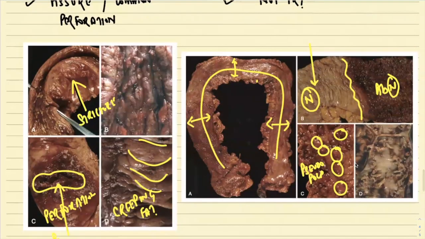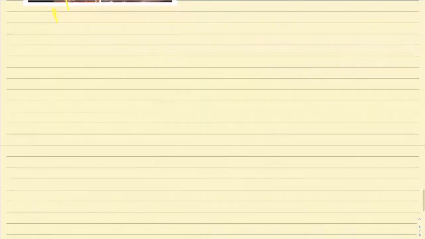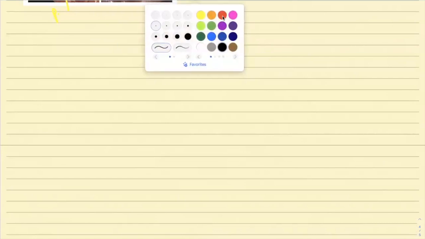Now, sometimes two pseudopolyps might join with each other, and this is called mucosal bridging, which is again an important feature of ulcerative colitis. I hope these gross features are very clear to everyone. Let me just continue with the differences, because everything is going to end with the differences only, which is very important. Now, let me draw another diagram over here.